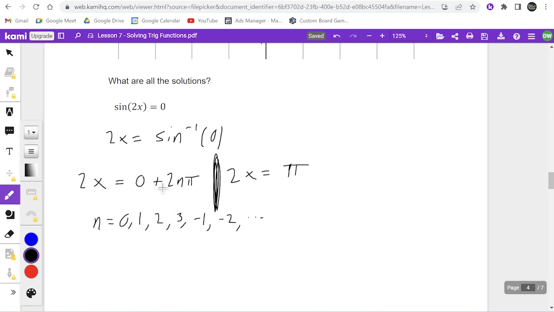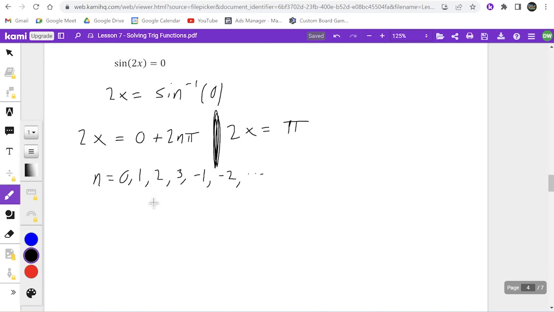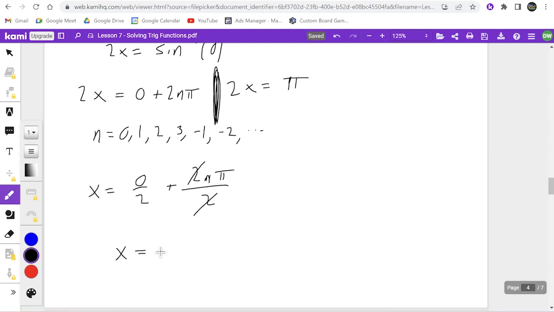So here's what I would say, for instance. At this point, I would then divide both sides by 2 to solve for x. So x equals 0 over 2 plus 2n pi over 2. The 2's cancel there, and the 0 just goes away because it's 0. So it looks like my answer is x equals n times pi.